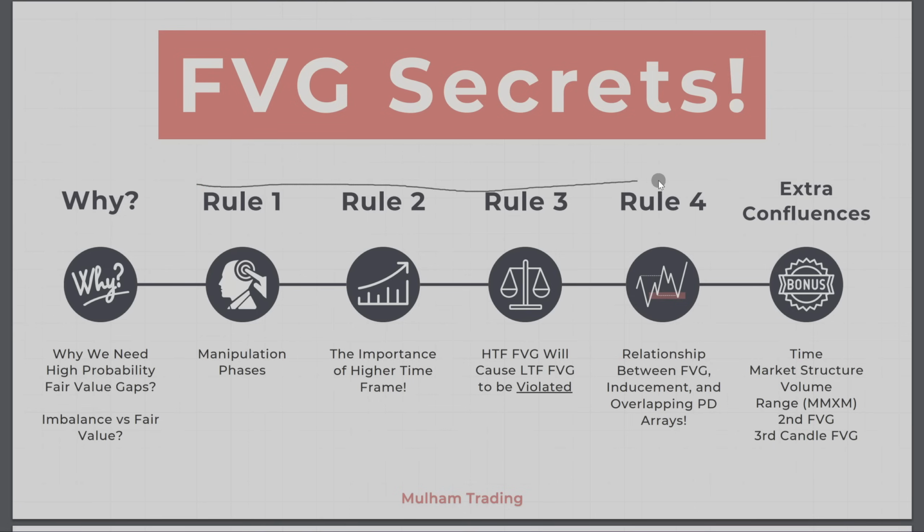And then we're going to go over the 4 rules of fair value gaps. Those are the rules that will make fair value gaps much higher probability, and for each rule we're going to go over the rule and then examples. So starting with the first one is going to be the manipulation phases, and in rule 2 we're going to go over the importance of higher time frame.